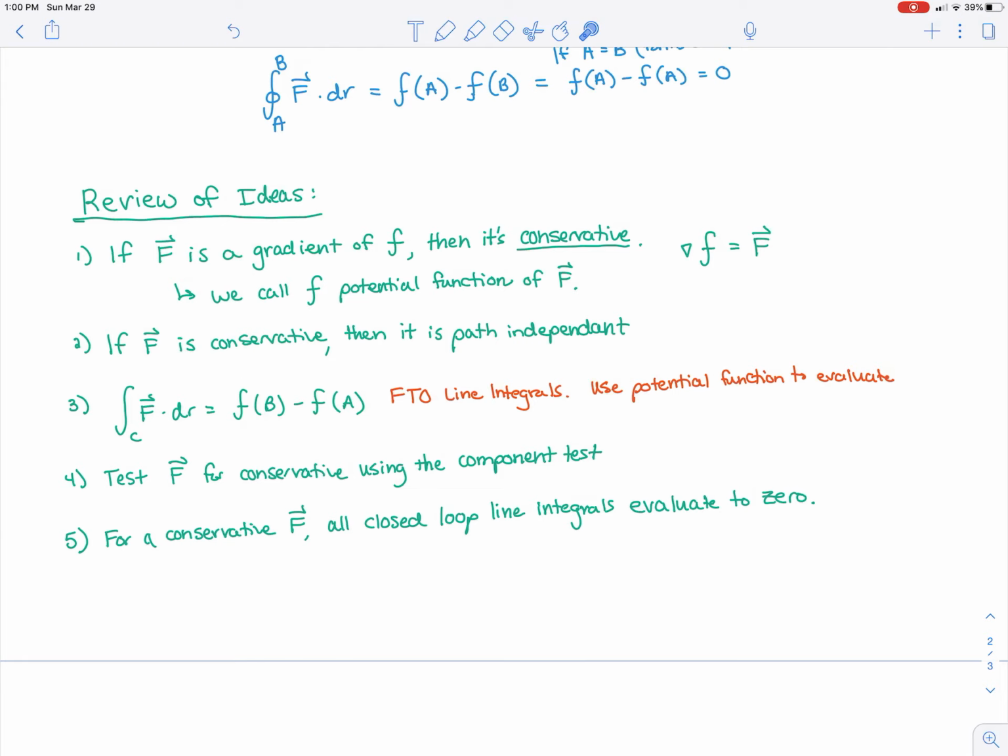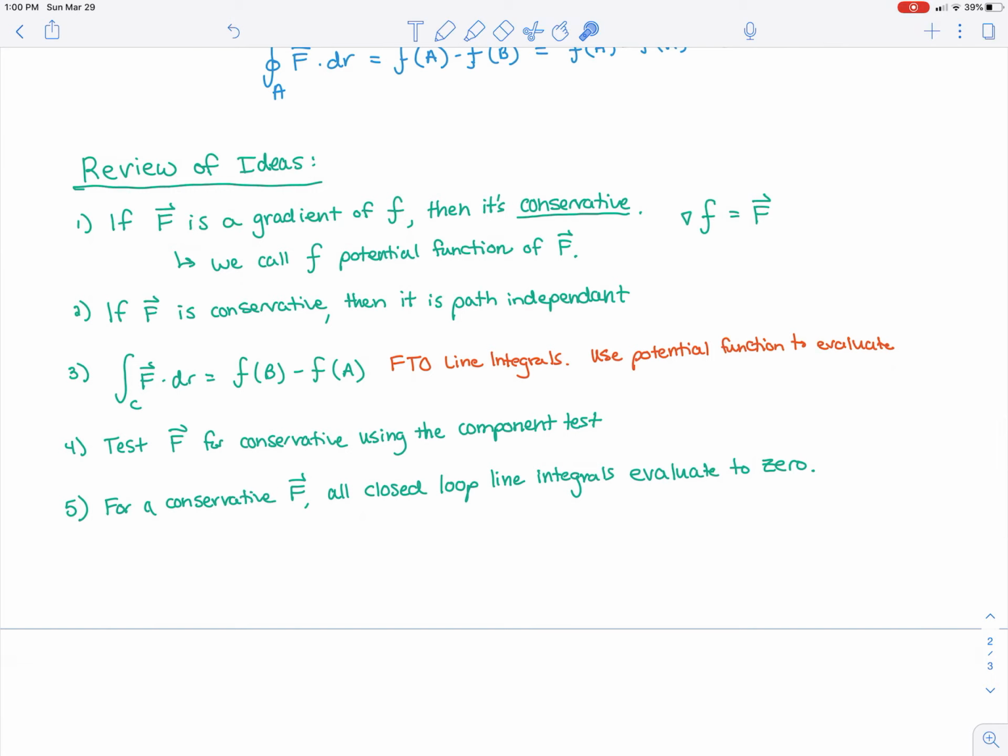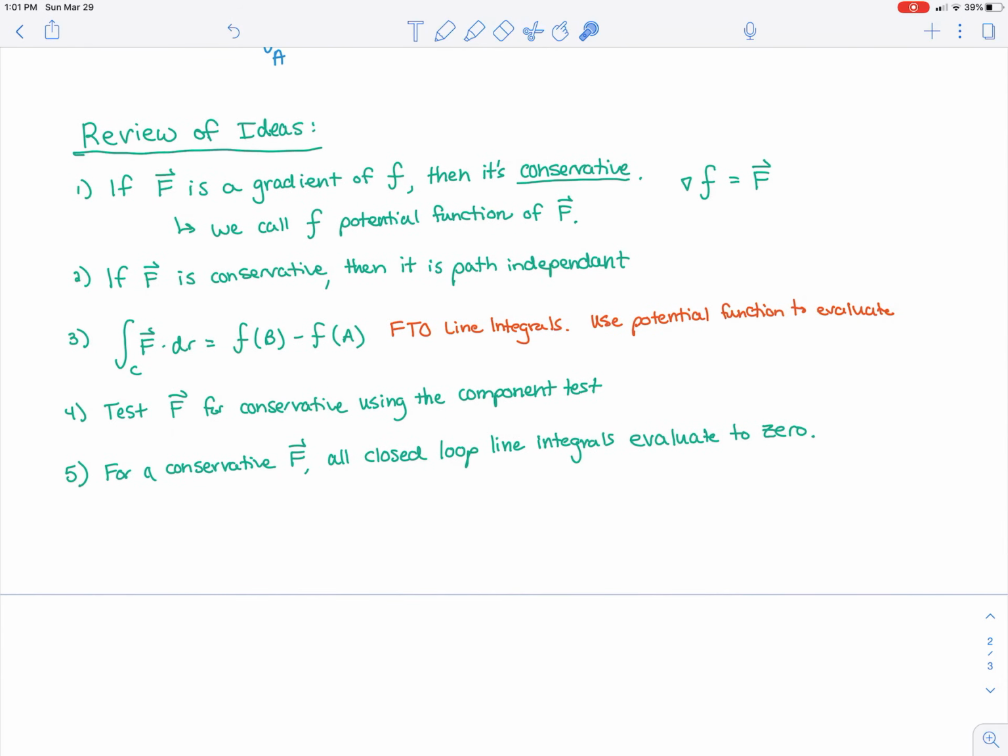And then the other 2 ideas that went along with that: if we're just given a vector field and we want to know whether or not it is conservative, so we can apply all of this stuff, we just use the component test. And anytime we know we have a conservative vector field, and we see that the path of integration forms a closed loop, then we don't need to evaluate anything, we know it will be 0. So these are all the ideas that go with conservative vector fields and path independence.